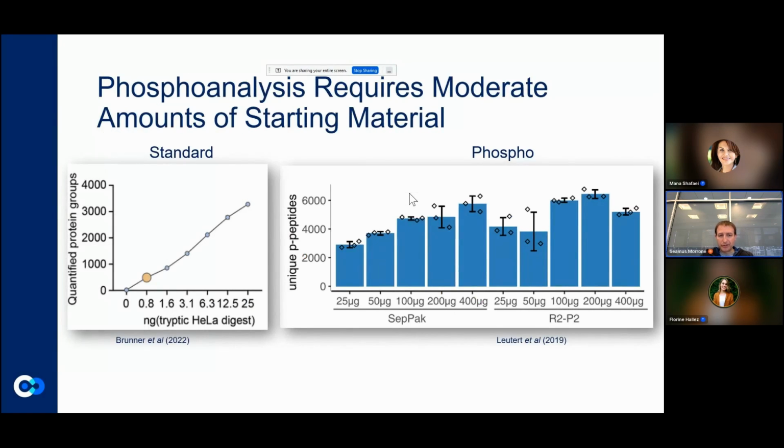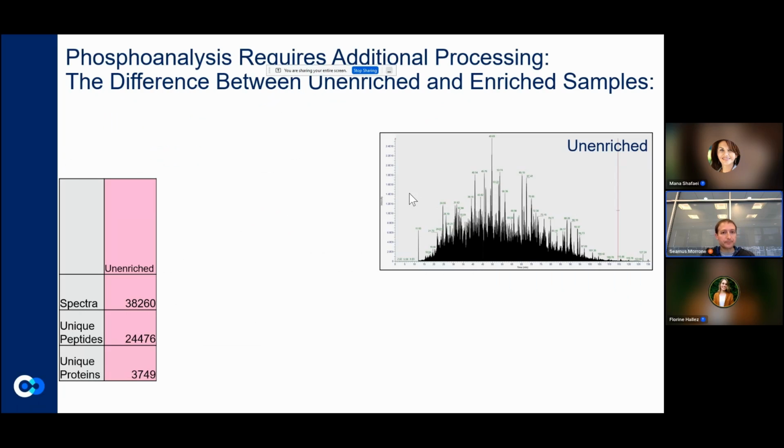Onto its low stoichiometry. As the field is progressing rapidly towards smaller and smaller sample amounts, down to single cell analysis, phosphoanalysis still requires moderate amounts of starting material. While we're dealing with sub-nanogram amounts in a standard lysate digest, we're still working with microgram amounts up to several milligrams of starting material for certain phosphoanalyses, such as phosphotyrosine analysis. And so it's a precious sample that you're using. You want to make sure that you can get the best out of it.